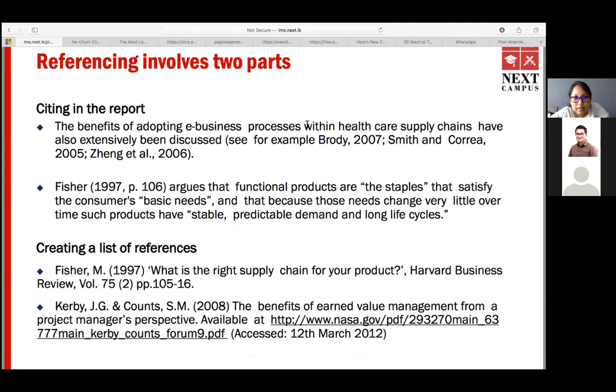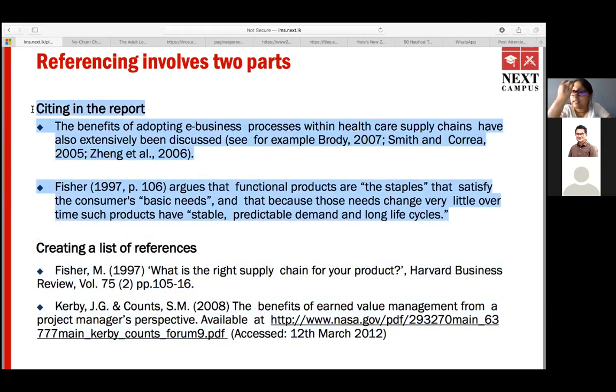Benefits of adopting e-business processes within healthcare supply chains have extensively been discussed by this person, this person, this person. So here and there, you write where you read it from. Fisher, an author called Fisher, this is the in-text citation, argues that functional products are the staples that satisfy the consumer's basic needs, and so on.